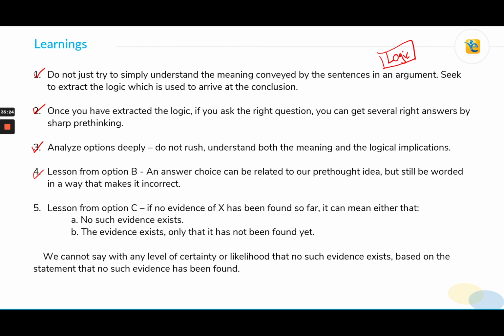Very important lesson there. Lesson from option C: just because no evidence of something has been found so far, it does not mean that no such evidence exists. It could also mean that the evidence exists, it just hasn't been found yet. So there is a difference between evidence being found and evidence actually existing. Be aware of this distinction. You might have other questions in future that also test you on this aspect. All right, so those are the broad learnings that I get from this question.